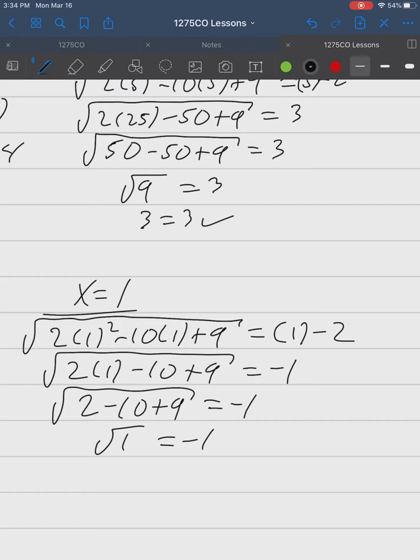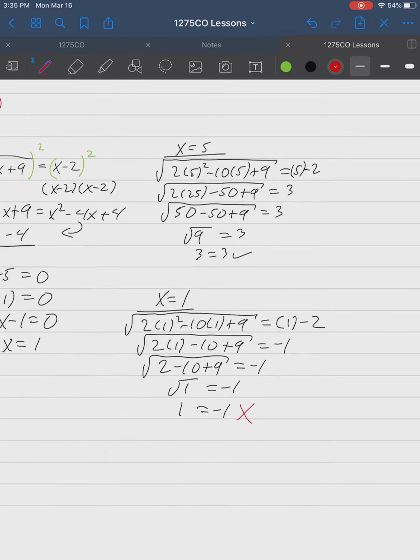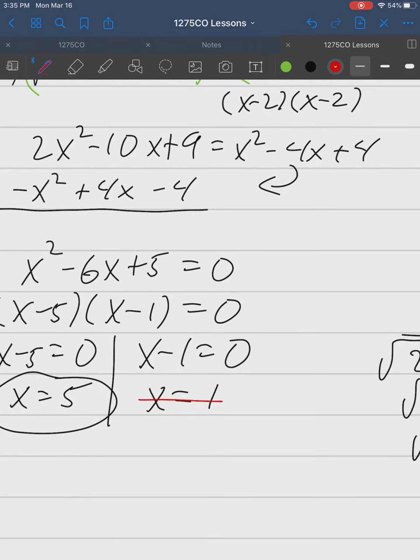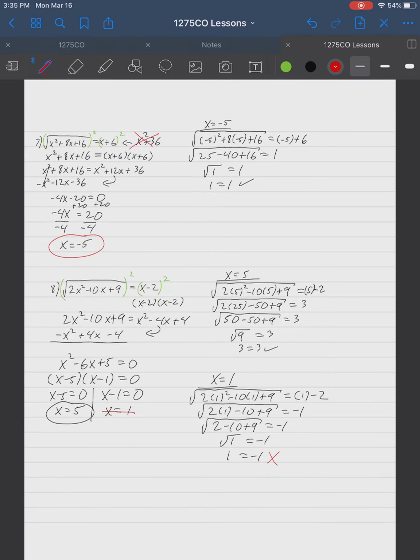Square root of 1, again, this is where I'm talking about the principal square root. This is the square root of 1, which means it's equal to 1. And 1 and negative 1 are not the same. That means the left side and right side do not match. That means x equals 1 is not a valid answer, and x equals 5 is the only answer.